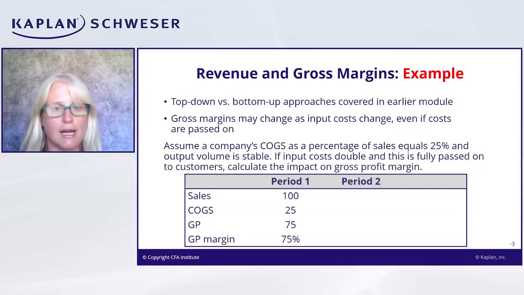Okay, so as we know from two modules ago, if we're going to forecast revenue, we can do it from the top down or the bottom up, or a combination of the two. But take a look at these numbers and just pause me for a moment and think, what's going to happen to the gross profit in absolute terms? And what's going to happen to the gross margin as a percentage?